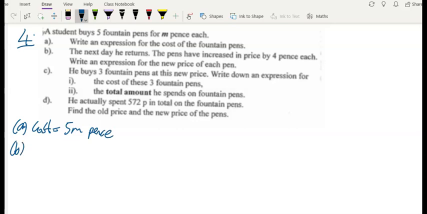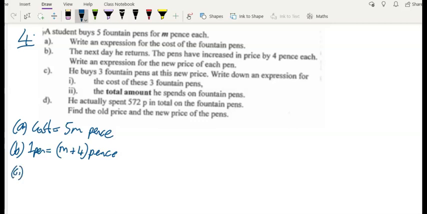Okay, part B, it says, so he's bought 5 pens, each costs m pence, so 5 times m, that's it. The next day he returns, the pens have increased in price by 4 pence each. So the pens now, instead of costing m, they cost m plus 4. I'll put that in a bracket. That's what 1 pen now costs. 1 pen costs m plus 4 pence. Write an expression for the new price of each pen. That's it, we've done it. And that's all it is.